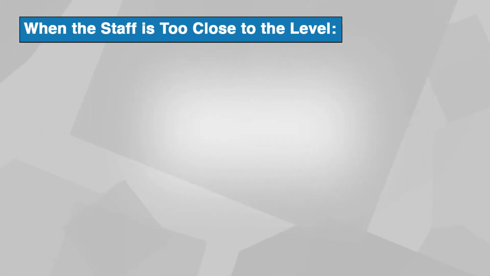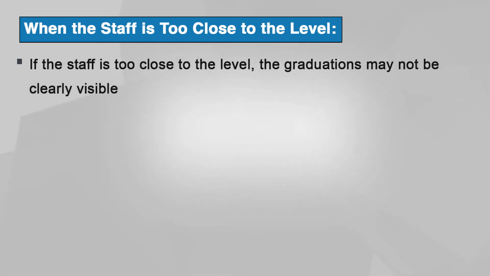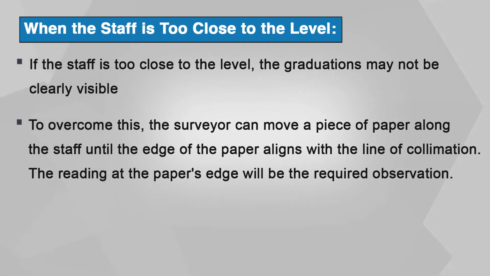So, the next difficulty is about when the staff is too close to the level. If the staff is too close to the level, the graduation may not be clearly visible. To overcome this, the surveyor can move a piece of paper along the staff until the edge of the paper aligns with the line of collimation. The reading at the paper's edge will be the required observation.